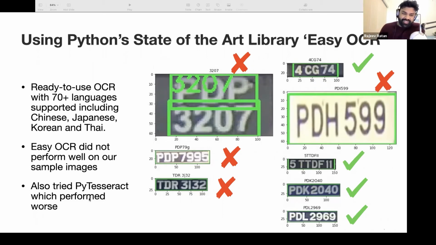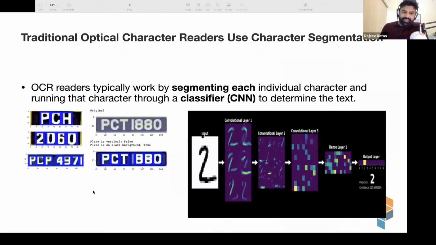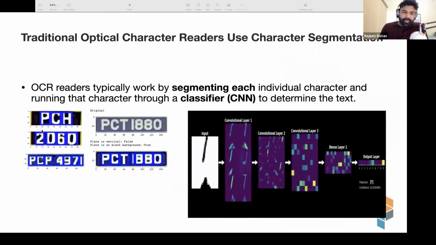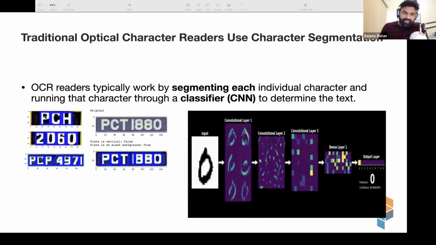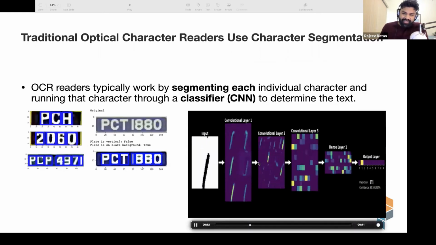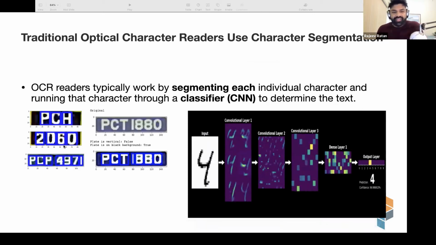There's also PyTesseract, but PyTesseract actually performed worst. So I spent some time trying to build my own character segmentation algorithm. And then once you have the characters here, you can just feed them through a CNN. And this is quite an easy method to recognize characters.